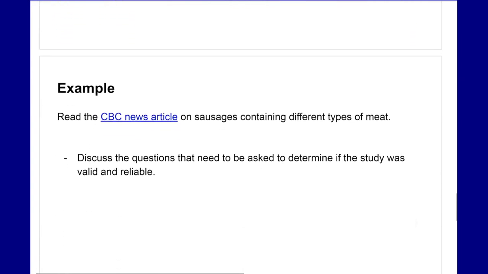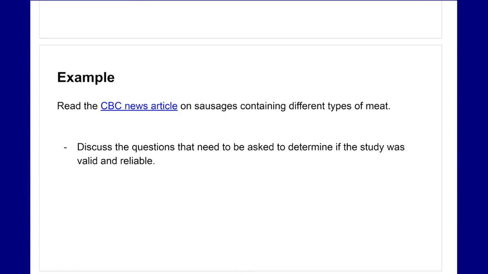So, for example, to look at that, I want you to read through the CBC news article on sausages containing different types of meat. You can find it in the online platform, or you can research it, and discuss the questions that need to be asked to determine if the study was valid and reliable. So read through it and think about what we should be asking. If we could ask the people that did the study, what are some things we should ask to ensure that it's valid and reliable?